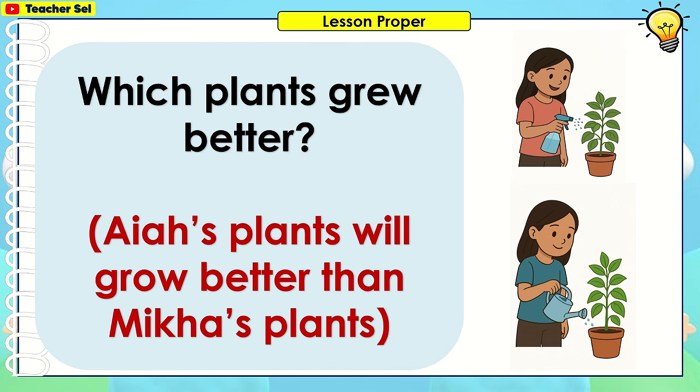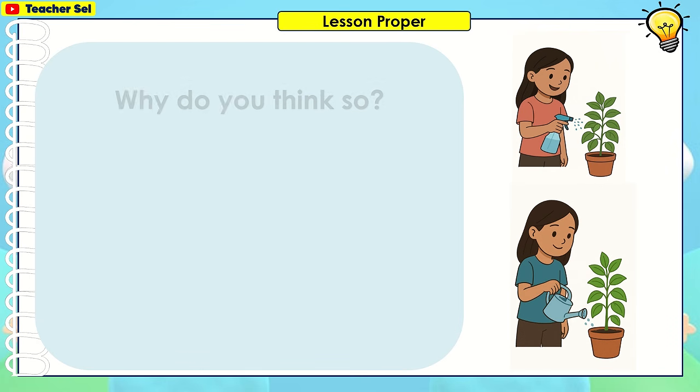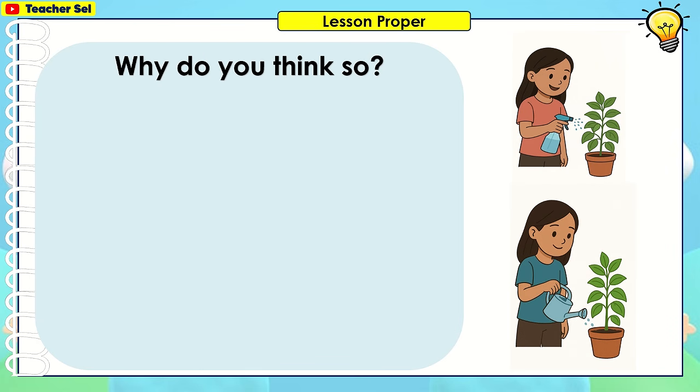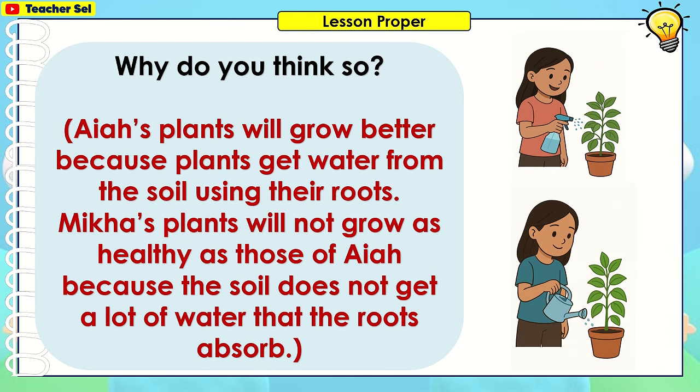Aya's plants will grow better than Mika's plants. Why do you think so? Aya's plants will grow better because plants get water from the soil using their roots. Mika's plants will not grow as healthy as those of Aya because the soil does not get a lot of water that the roots absorb.